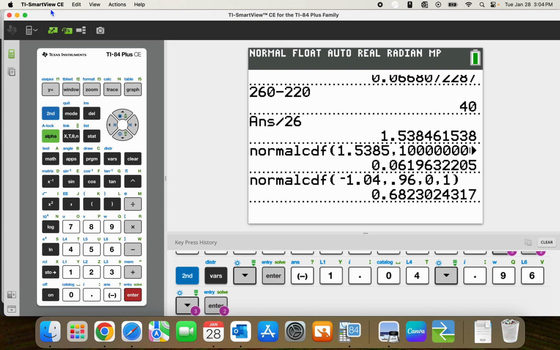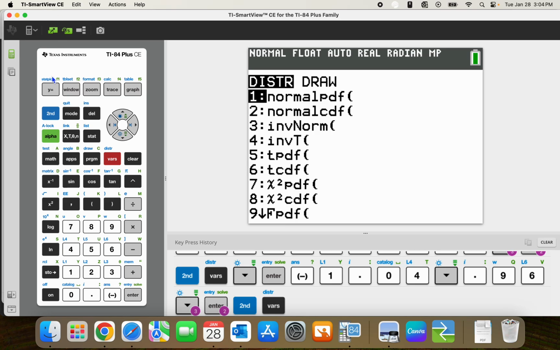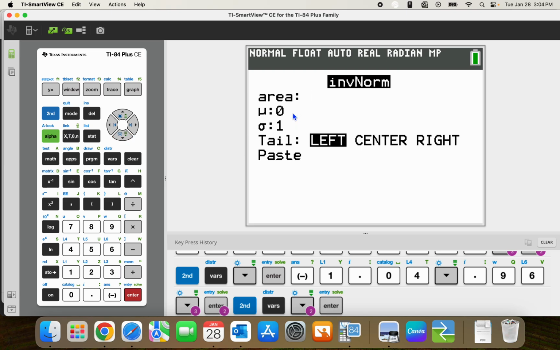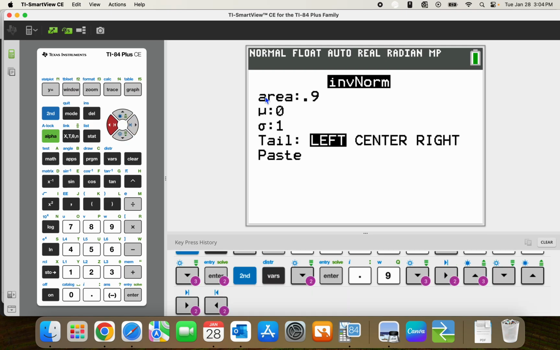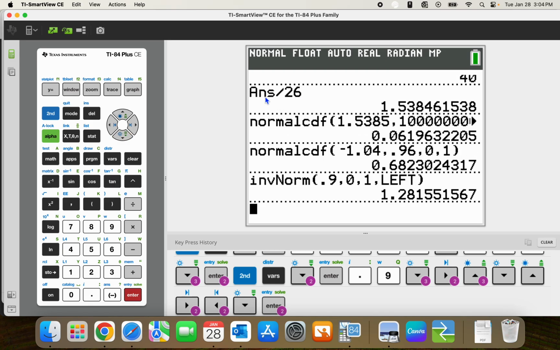So I'm going to go back to the calculator, second distribution, but instead of going to normal CDF, since I'm going the other direction now, since I have an area and I'm looking for a value, we're going to use inverse norm, which was number 3 on that last page. Our area for inverse norm is 0.9. Leave the mean as 0. Leave sigma as 1. And then this tail, we could customize it, like we could say right tail and leave the area as 0.1. But some people don't have this option, and so it's easier in class for everyone to leave it as left tail. Paste it in, and that is the z-score of what we need.